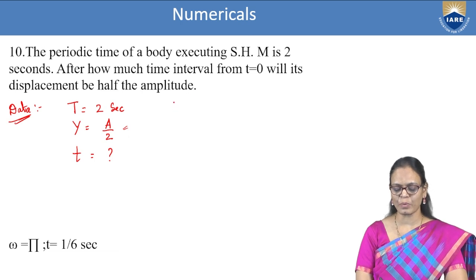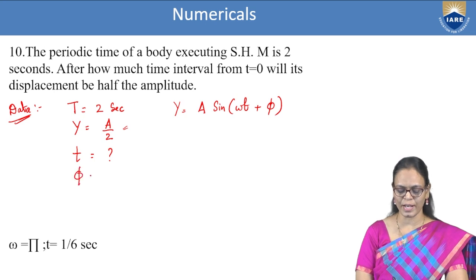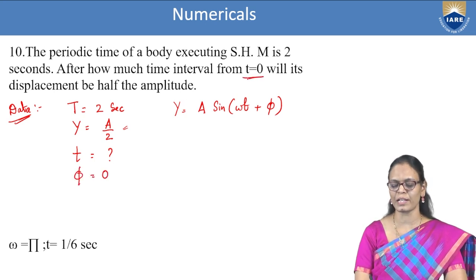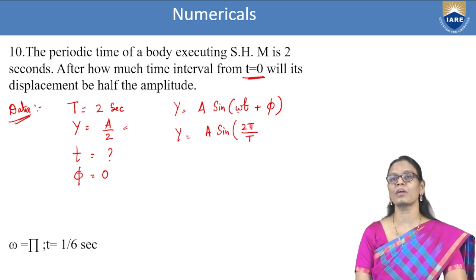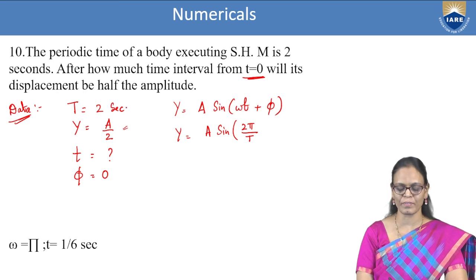So we will use the equation for displacement. y is equal to A sine (omega t plus phi). But phi, the initial phase, we have considered as 0 because it is starting from t is equal to 0. So I will simply write y is equal to A sine omega t. For omega, I will write 2 pi by T, because we are not given the value of omega, but we are given the time period T.